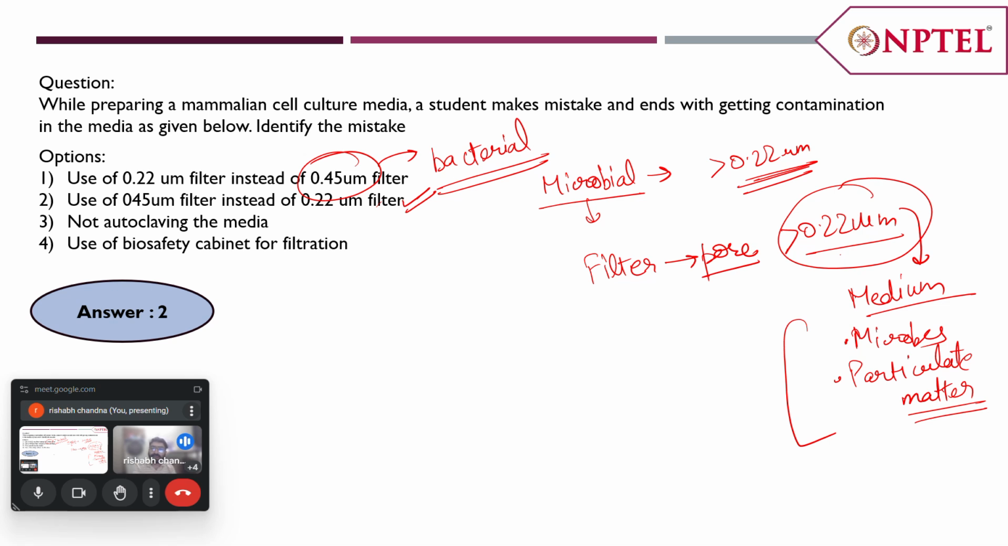But in case of bacterial or plant cell culture, we do not have that many restrictions. So that's why mammalian cell culture is a really sensitive technique, and we have a separate room for both the things.